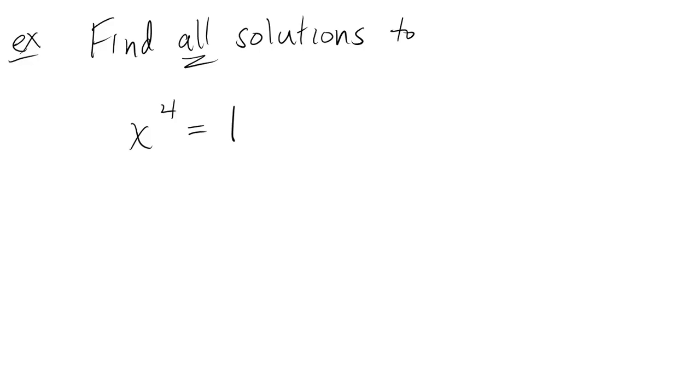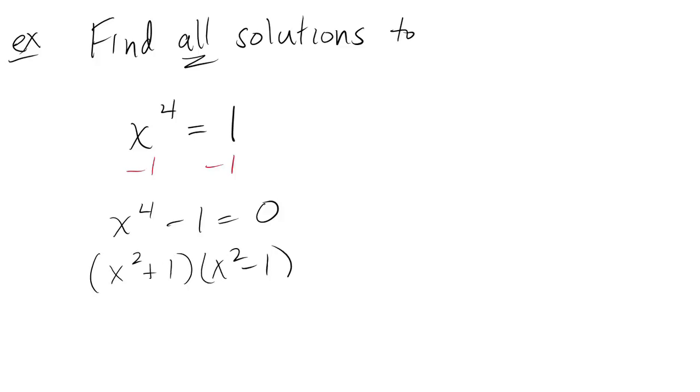We know that using extraction of roots won't work. Even if you remember the plus or minus, that's only going to give you 2 of the solutions. We expect there to be 4, because it's a 4th degree polynomial. So what do we do? We get 0 on one side. x to the fourth minus 1 equals 0. That's a difference of squares in disguise. x to the fourth is x squared squared. So we can factor this to x squared plus 1 times x squared minus 1.